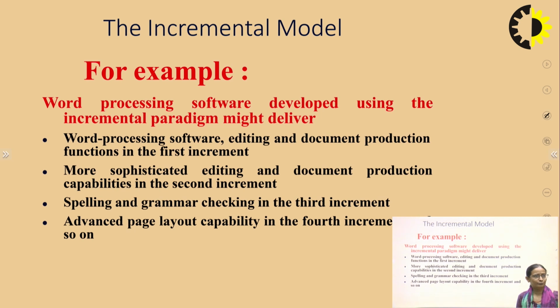For example, word processing software developed using the incremental paradigm might deliver the editing and document production functions in the first increment, including only editing and the document production part. Then more sophisticated editing and document production capabilities in the second increment, maybe grammar check, spell check, then spelling and grammar checking in the third increment. Advanced page layout capabilities, printout capabilities or indentation capabilities can be added in the fourth increment and so on.